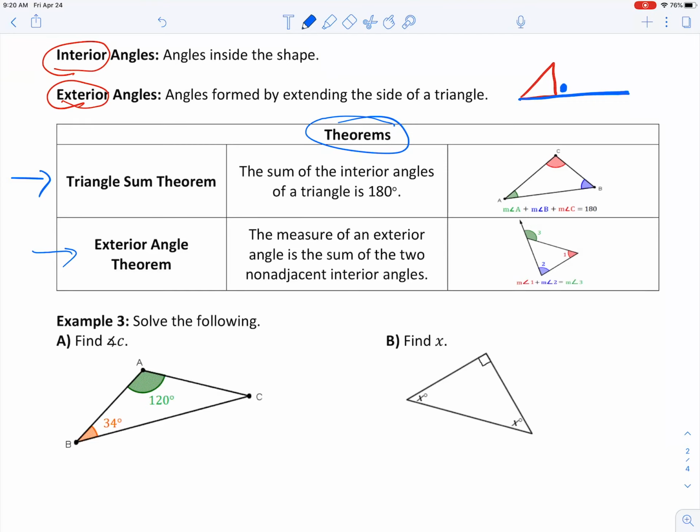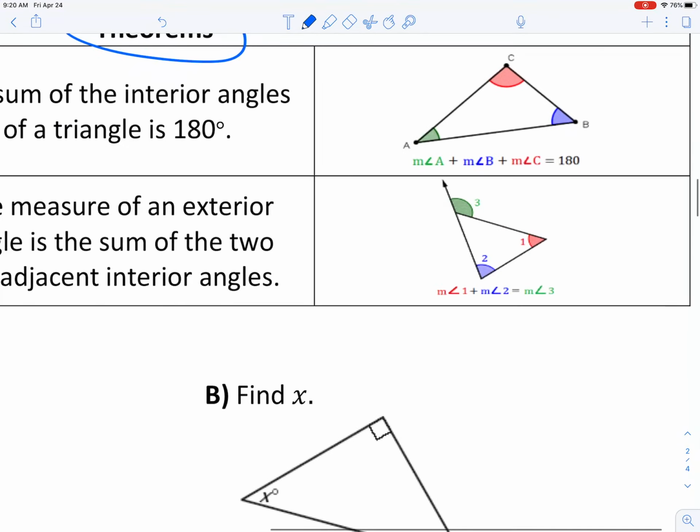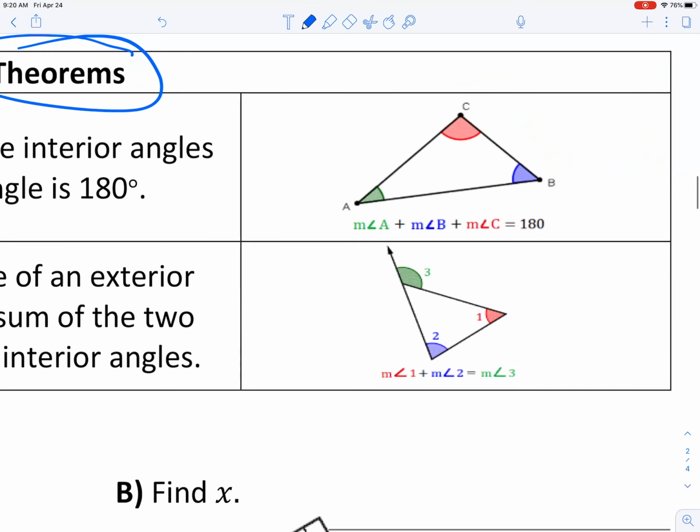So the triangle sum theorem says that the sum of the interior angles of a triangle is 180 degrees. So I'm going to zoom into this picture so we can see it a little better. What that means is if I take angle A plus angle B plus angle C, if I add all three of those together, it will equal 180 degrees. And that is always true. A theorem means it's like a rule. It's true.